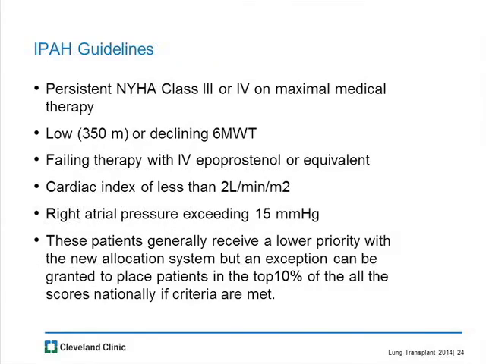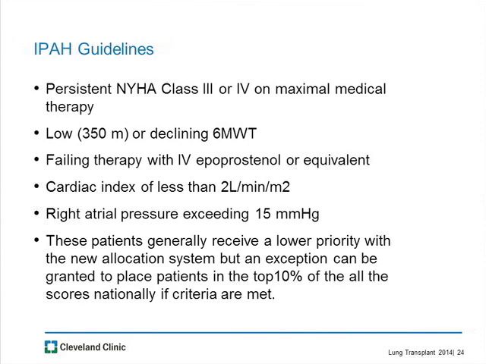For pulmonary hypertension, these patients should be on maximal medical therapy, have a low walk distance, be failing IV epoprostenol or its equivalent, or have a cardiac index less than 2 or a right atrial pressure greater than 15. These patients absolutely should be considered for transplant.